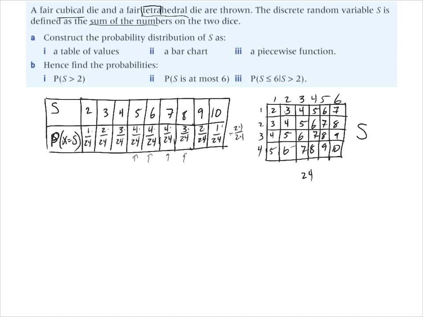So I made sure that when I add all of them together, I get 24 out of 24, which is what the probability distribution should be. It should add up. Those are the only possible values. There's nothing else possible for these two dice to add up to. All right, so we have our probability distribution table.